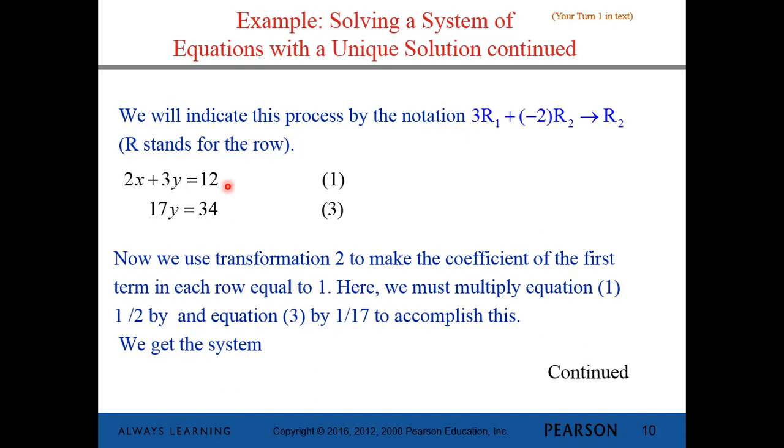And so now the way we indicate the process is with this notation. We're going to take 3 times row 1 plus negative 2 times row 2, and then we're going to take that and replace row 2 with it. Whatever this turns out to be, we're going to use that to replace row 2. And that's what we did right here.